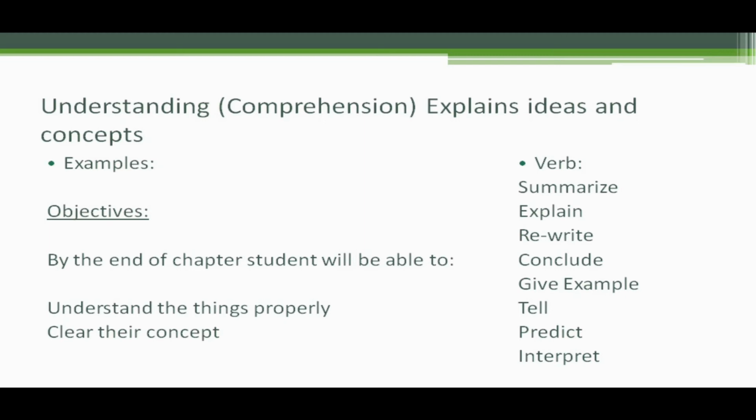Here, a teacher can use these verbs to assess the students: summarize, explain, rewrite, conclude, give example, tell, predict, interpret.